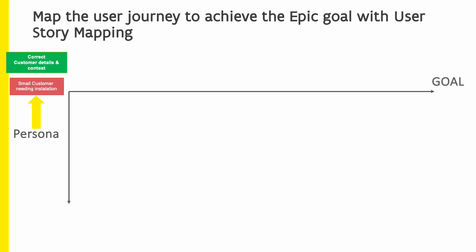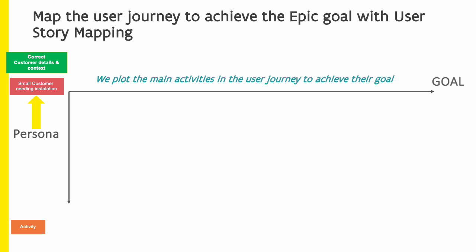Now, who is our user? What is their context? What is their job to be done? Get as much clarity on this empiric reality as possible. Start with the story map backbone and map out the steps of the user journey until they reach their goal.